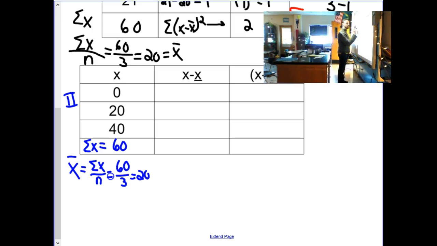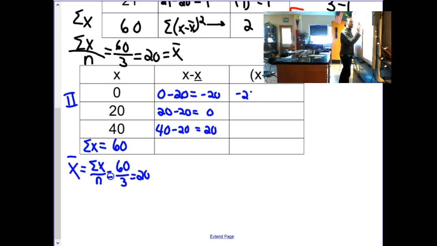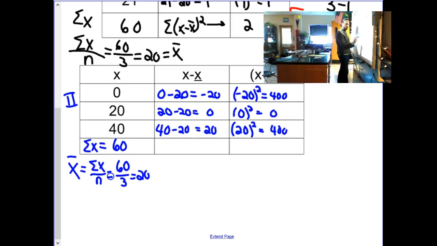So now I need to do the calculation. 0 minus 20 is negative 20. 20 minus 20 is 0. And 40 minus 20 is positive 20. Well, great. Now when I square these, holy moly, negative 20 squared is 400. 0 squared is 0, and 20 squared, again, is 400. When I add that up, the sum of x minus x bar squared, I get 800.